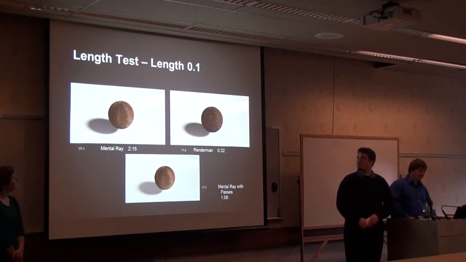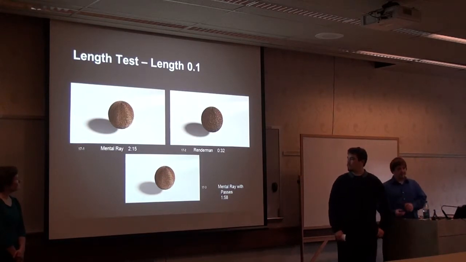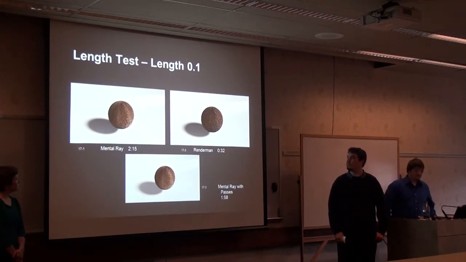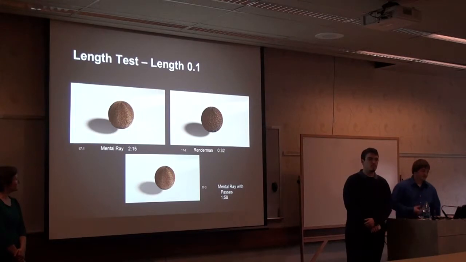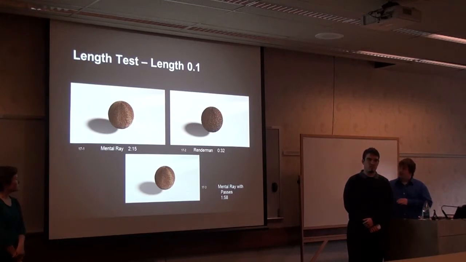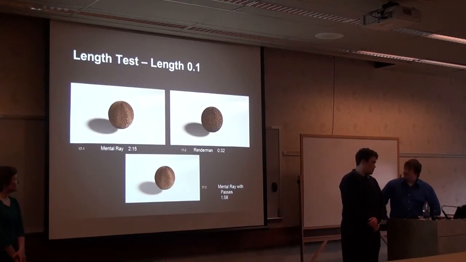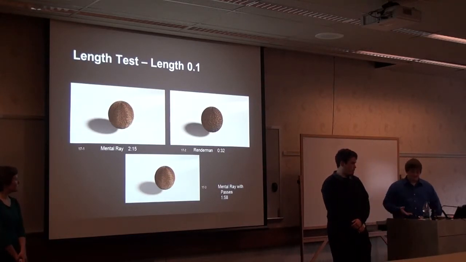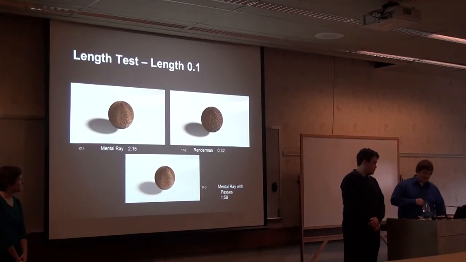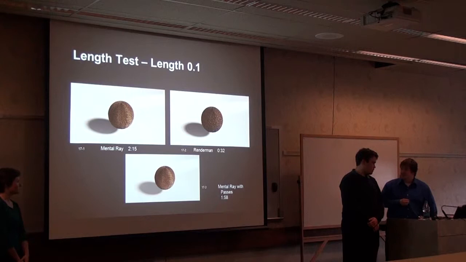Another test we did was length, to see how the shadows would be calculated and how the different sizes of length would render in each render engine. For this, originally it was at 0.5. We moved it down to 0.1. Mental ray with ray tracing took 2 minutes and 15 seconds. RenderMan, back down again to 32 seconds. And then the mental ray with the passes was at 1 minute and 58 seconds.